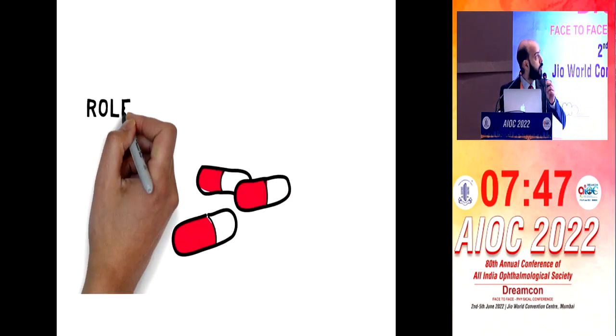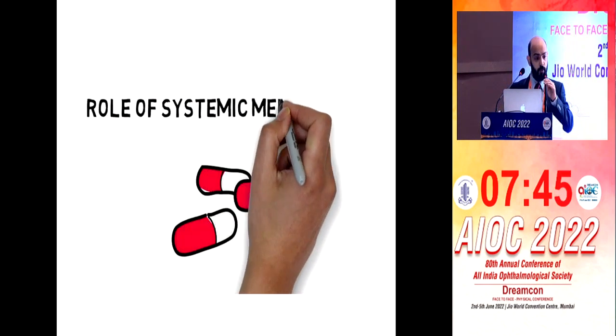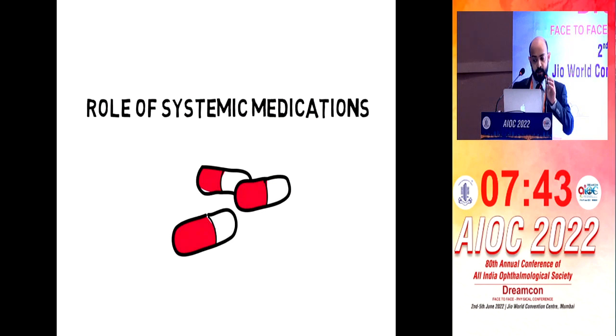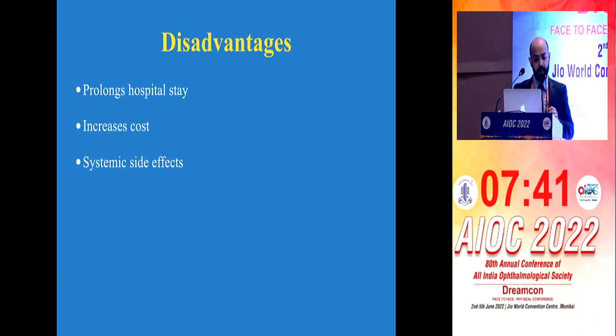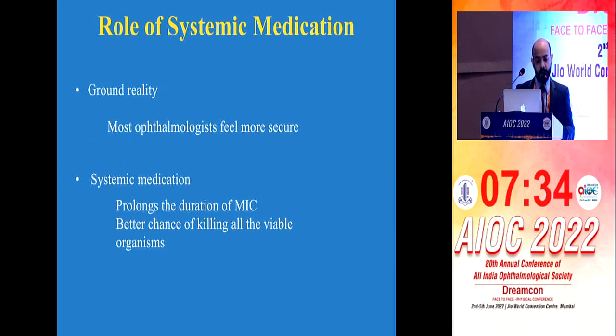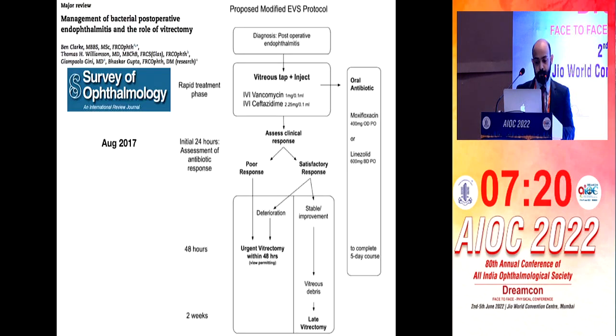It's playing over here. So we now have to see what the role of systemic medication is. There are certain disadvantages. It prolongs hospital stay. It increases the cost. It might have some systemic side effects. But the ground reality is that most ophthalmologists feel more secure using an oral antibiotic. And systemic medications also prolong the duration of the inhibitory concentration of the drug. And there is a better chance of killing all the viable organisms.